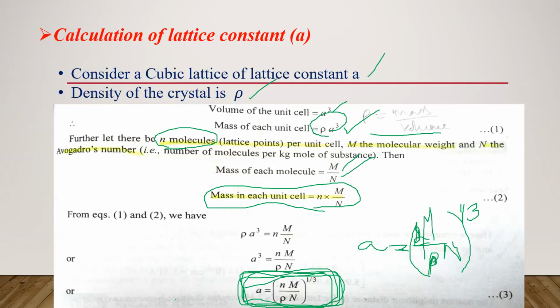Similarly, if a lattice constant is given and we are asked to find the molecular weight of that substance, we can easily calculate it by using this formula: A is equal to nM by rho N, whole power 1 by 3.